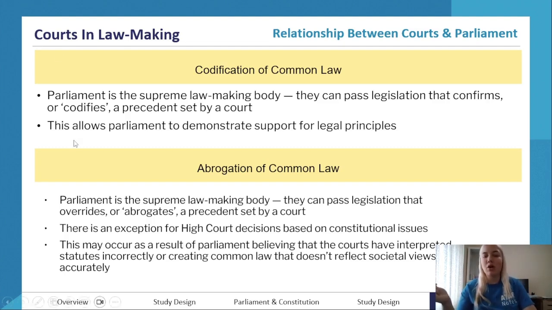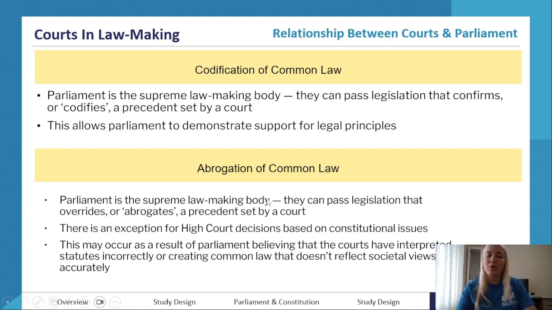Now, abrogation is the opposite. This is where they disagree and they can pass legislation that overrides or abrogates a precedent set by a court, saying they don't agree with it and they're taking it out. And of course, because courts must follow statutory law when making their judgments, this means they will now have to follow whatever Parliament changed the law to. So whatever precedent existed, it's going to be gone. It's going to be abrogated.